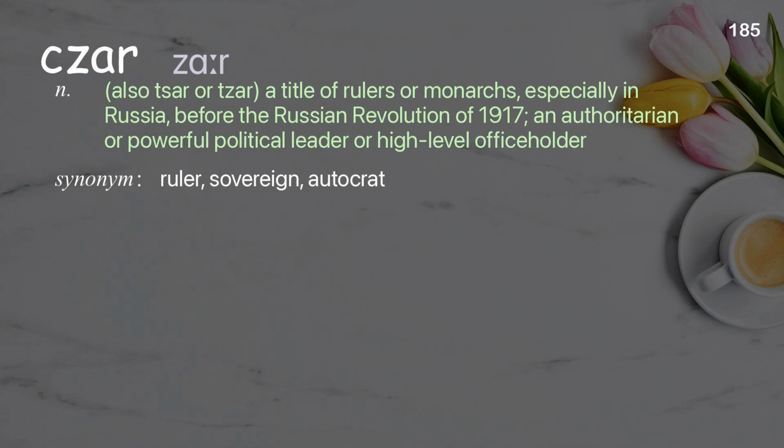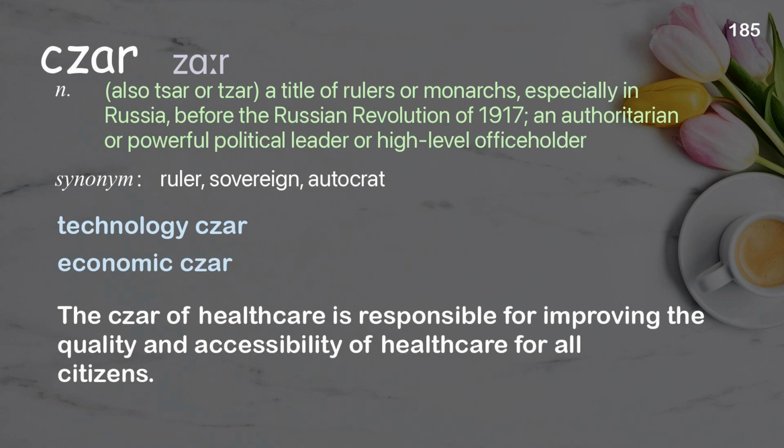Czar. Also Tsar or Czar, a title of rulers or monarchs, especially in Russia before the Russian Revolution of 1917. An authoritarian or powerful political leader or high-level officeholder. Examples: Technology czar, economic czar. The Czar of Healthcare is responsible for improving the quality and accessibility of healthcare for all citizens.